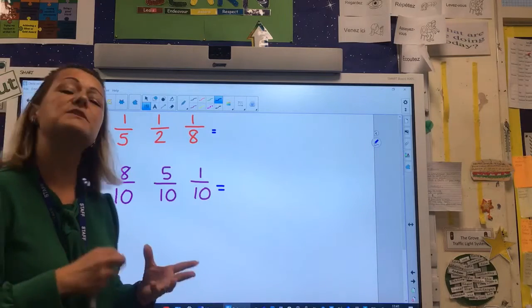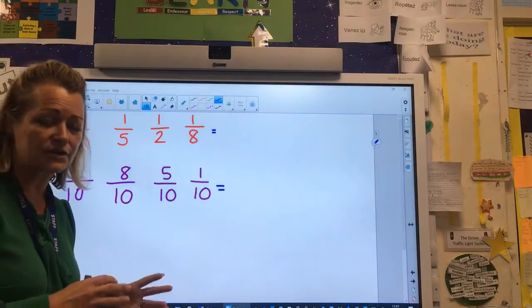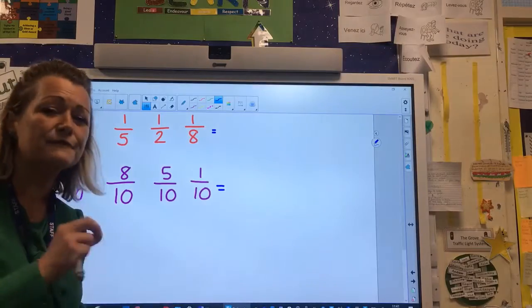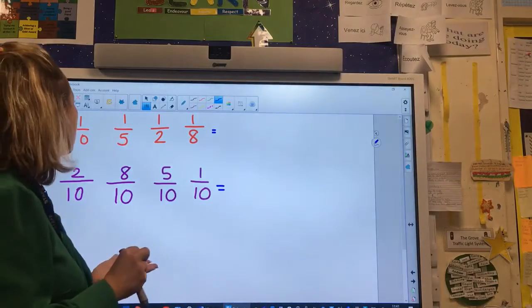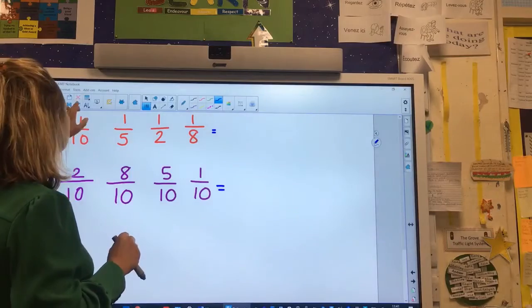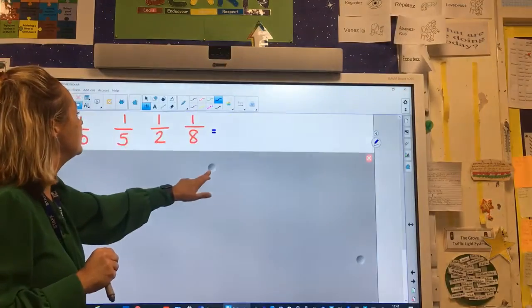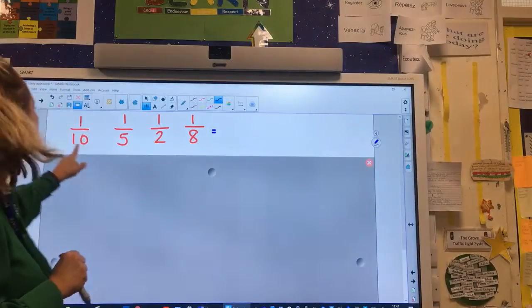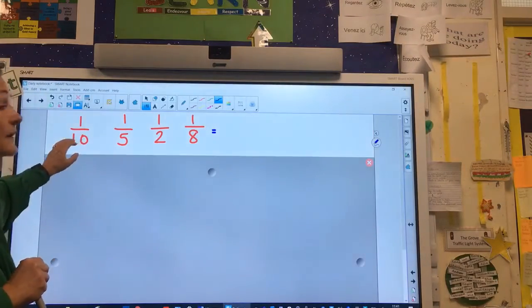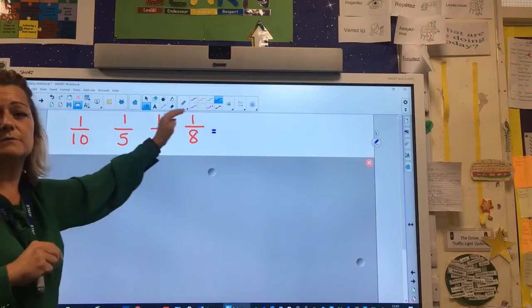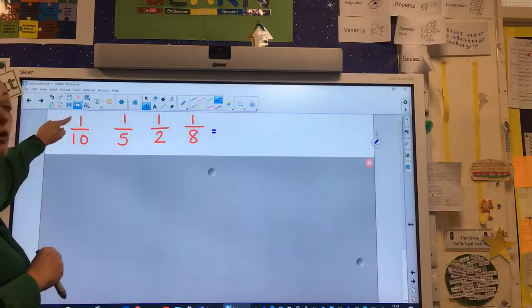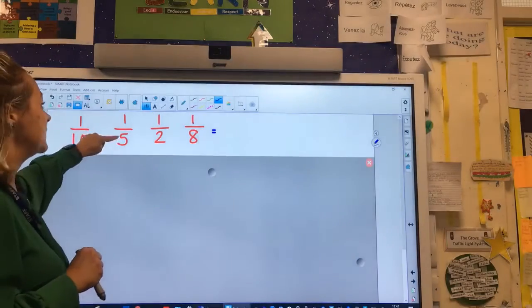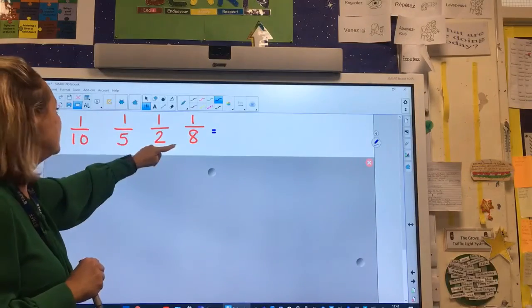So you're going to be talking about comparing and ordering fractions, putting them in order. You have done a bit on this already. I wanted to cover two different types of fractions with you. So if we look at this first type of fraction, you'll recognise it as a unit fraction. And you'll know it's a unit fraction because the numerator is always going to be 1. So this is saying we've got 1/10, 1/5, 1/2 and 1/8.